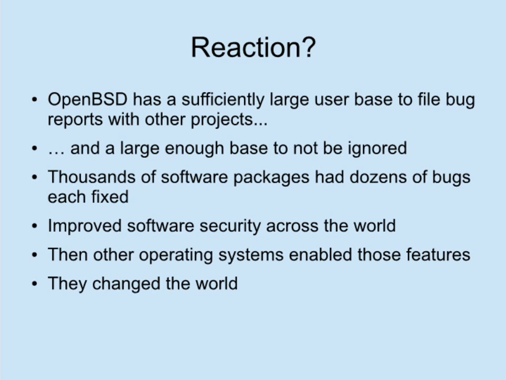So OpenBSD has thousands and thousands of users. It's a sufficiently large user base that they're hard to ignore. And when you get bug reports on that scale, you look at them and maybe you find out that your software didn't work the way you expected. Thousands of software packages got bugs fixed because OpenBSD took this step. Were those bugs exploitable? I don't know. Nobody really knows. But I'm sure that some of them were. And the end result of this is by eliminating those bugs in all of these packages, we improved the security of the entire world.